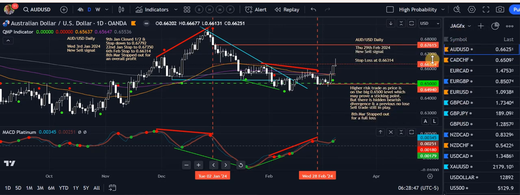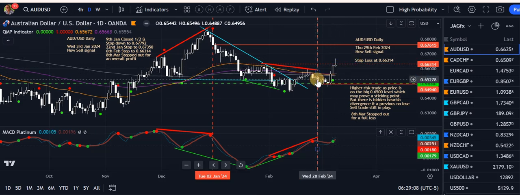So we'll start with the Aussie. Now, generally the most recent trades are on the right, so you'll see the pair, the date, the signal. You might see some stop loss information and my thoughts on the trade, and any trade management. So what's happened on Thursday, we've been stopped out. On Friday, we've been stopped out.